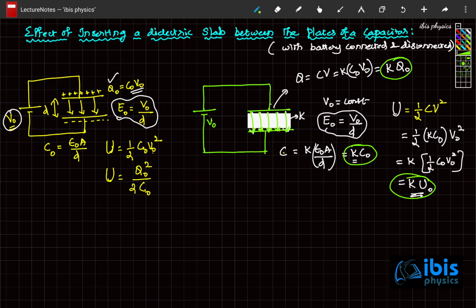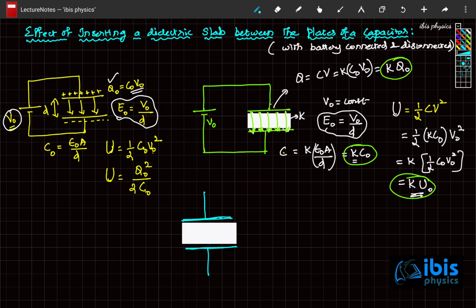Let us try to understand the same. After disconnecting the battery, if you insert a dielectric, what will happen? Suppose this is the setup. You have disconnected it from the battery. Now you are inserting a dielectric slab of thickness D. Now what will happen? Let's see what is constant here.